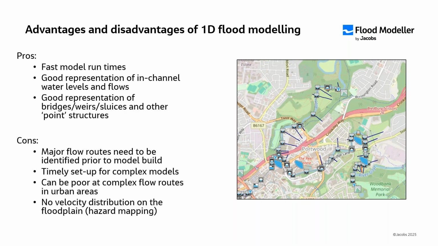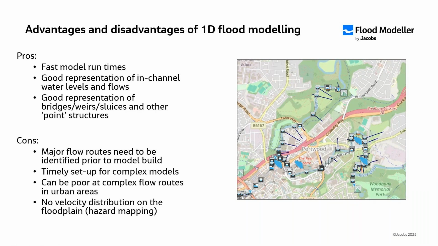So I'll explain what I mean a bit further by this when I come on to the 2D modeling approach, but your major flow routes need to be defined prior to the model build. We don't have a 2D mesh to determine where water is going to go in the floodplain. We really need to define that. I know I said model runtimes can be fast, but actually setting up complicated 1D flood models can be really time consuming, ensuring that we get all our structures represented correctly, ensuring that all the data from our survey is correctly input into the model, can be quite time consuming.